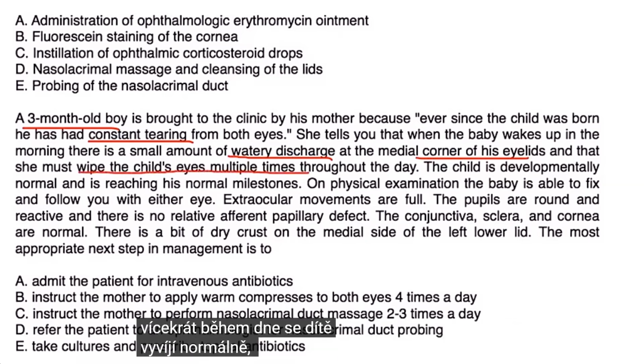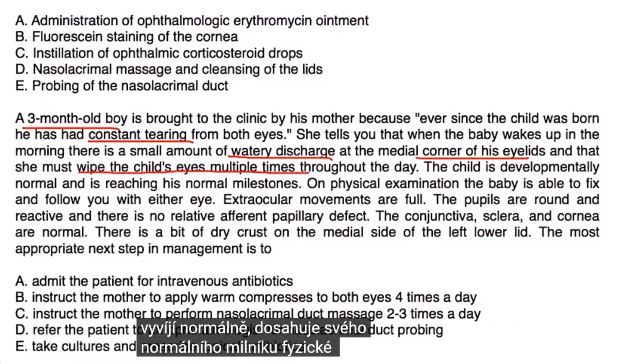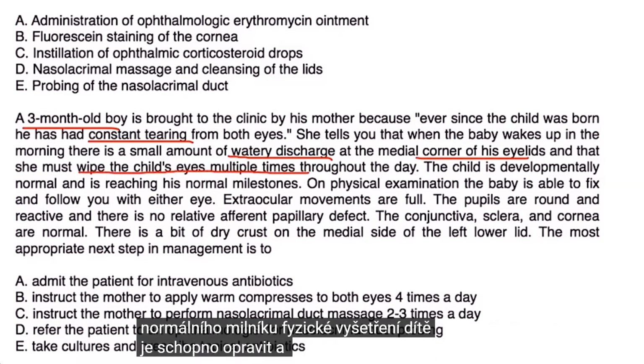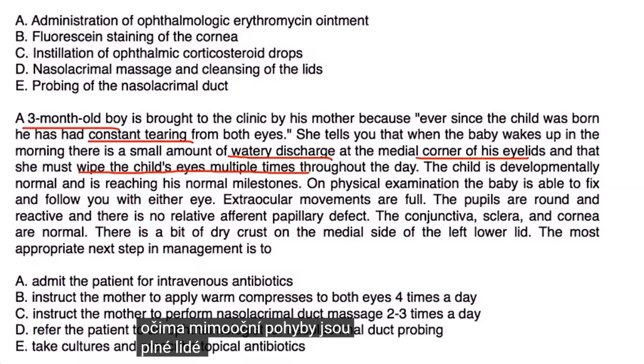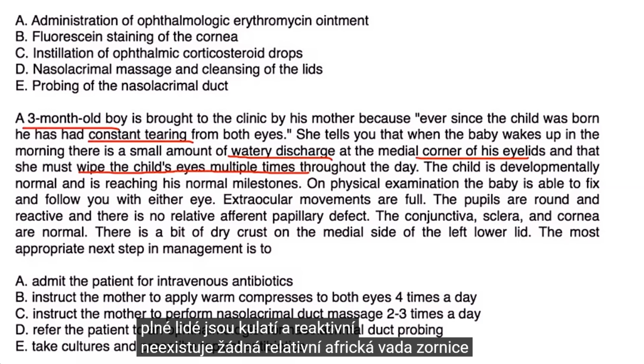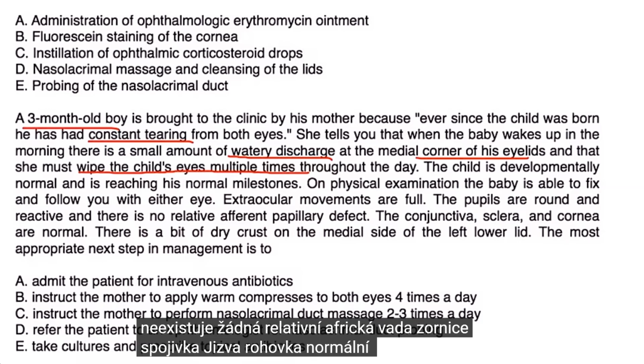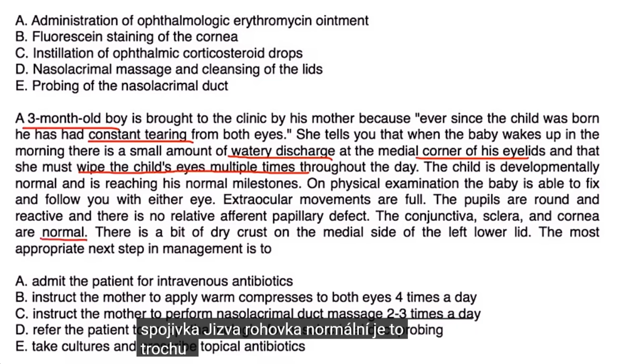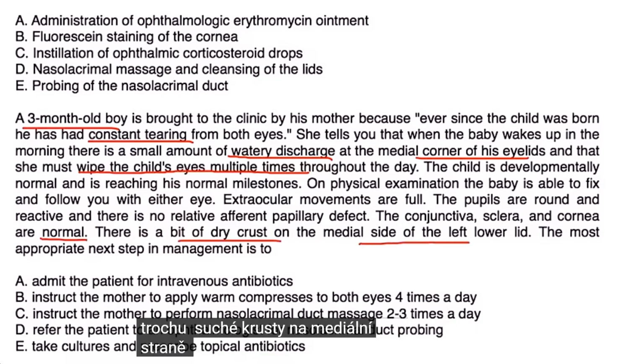The child is developing normally, reaching his normal milestones. Physical exam: the baby is able to fix and follow you with either eye. Extraocular movements are full. Pupils are round and reactive. There's no relative afferent pupillary defect. Conjunctiva, sclera, cornea normal. There's a bit of dry crust on the medial side of the left lower lid.